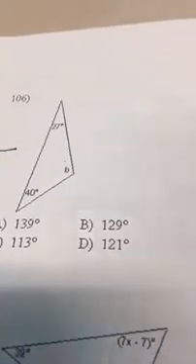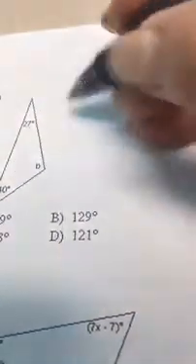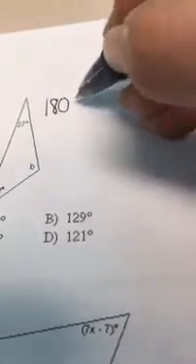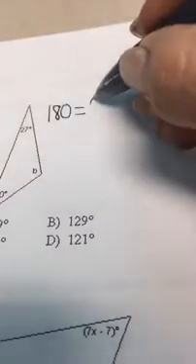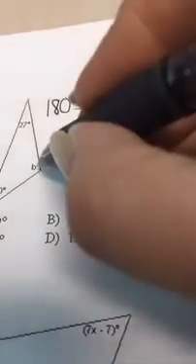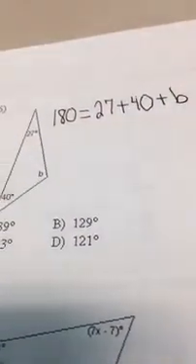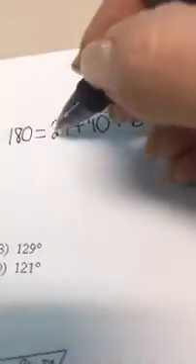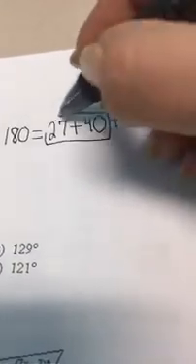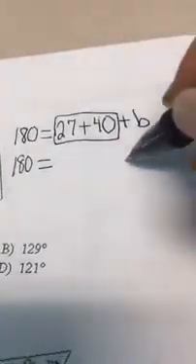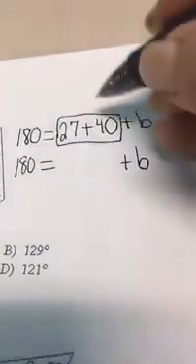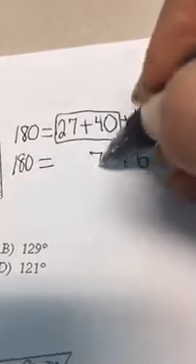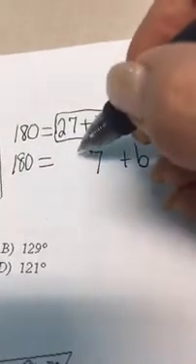Number 106 is the same exact process. You've got a total of 180 degrees, which equals these three angles added together. 27 plus 40 plus b. You're supposed to solve for b. We need to get b all by itself on the right side of the equal sign, so we're going to combine these like terms. The 180 comes down, the equals comes down, the plus b comes straight down. 0 and 7 is 7. 4 plus 2 is 6.